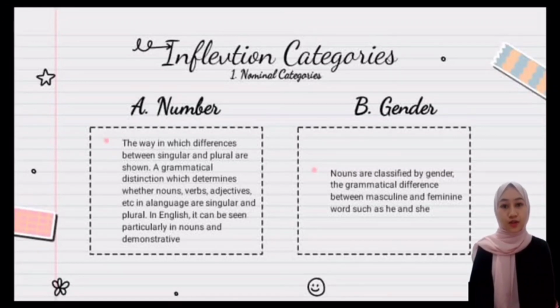So, inflection categories. Number one, nominal category, a number, the way in which the difference between singular and plural is shown. A grammatical distinction which determines whether nouns, verbs, adjectives, and others in a language are singular or plural. In English, it can be seen particularly in nouns and demonstratives. Count nouns, demonstratives, singular, book, pillow, and plural, books, and pillows.